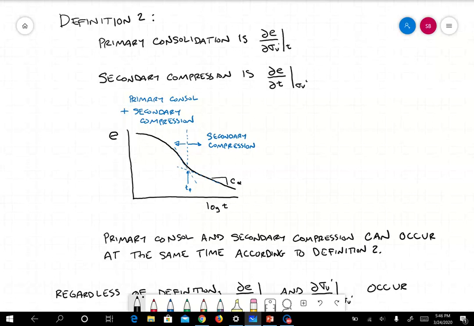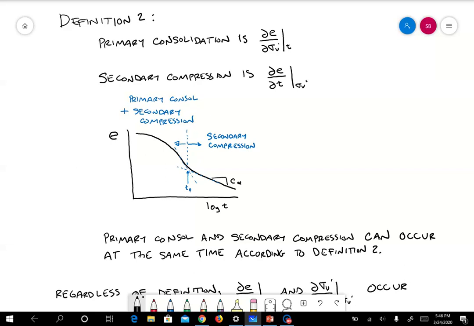In this case, primary consolidation is defined as the mechanism, so it's this ratio, dE d sigma v prime at constant time. Let's just say that is primary consolidation. We're going to divvy this up now, not based on time, but on contribution. And secondary compression is dE dt at constant sigma v prime.